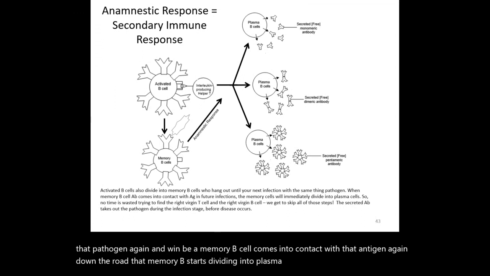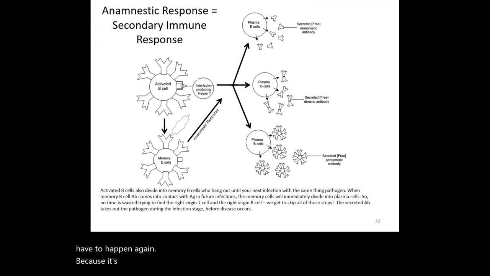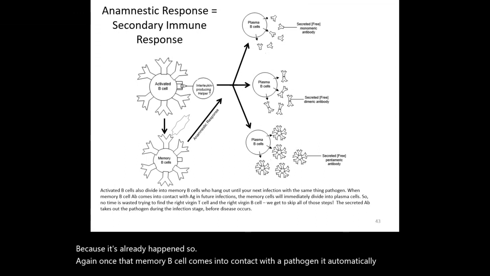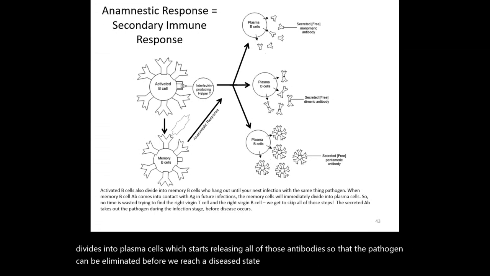Okay, there's no activating naive T cells, which have to find the right naive B cell. All of that activation stuff doesn't have to happen again because it's already happened. So again, once that memory B cell comes into contact with the pathogen, it automatically divides into plasma cells, which start releasing all of those antibodies so that the pathogen can be eliminated before we reach a diseased state. Okay, so it eliminates the pathogen during the infection stage so that we never actually get sick and hit the diseased state.